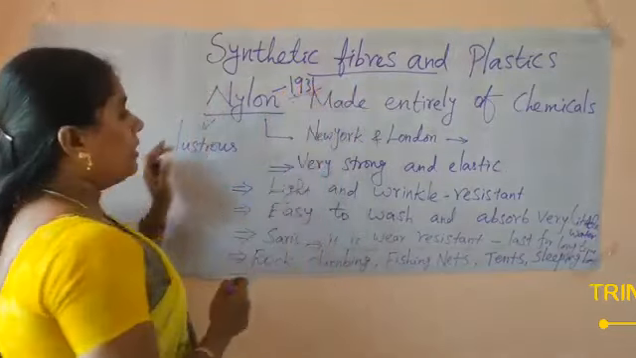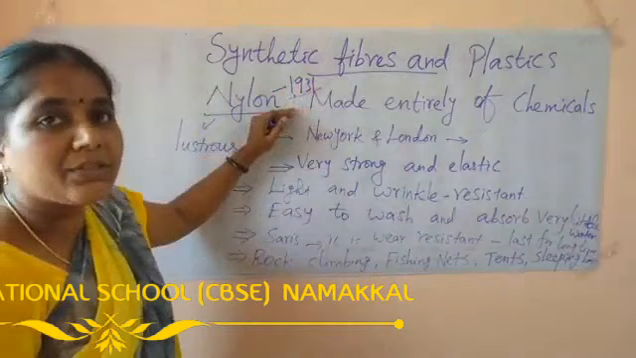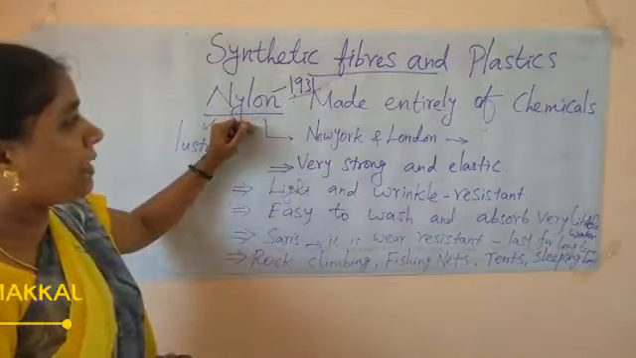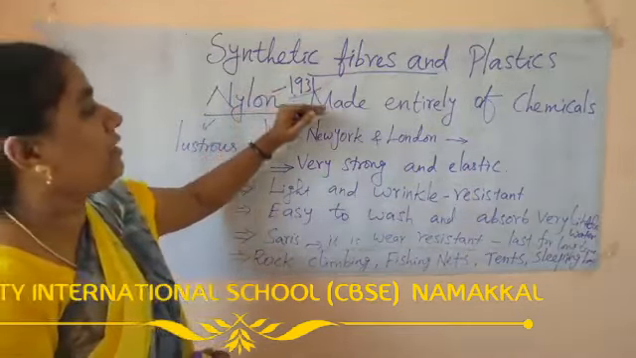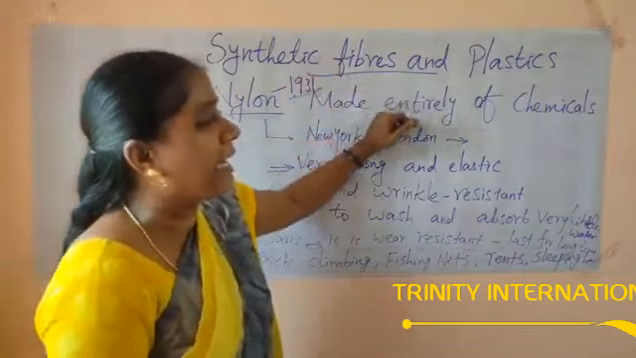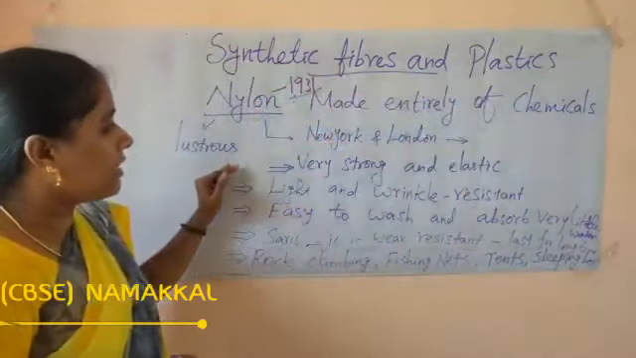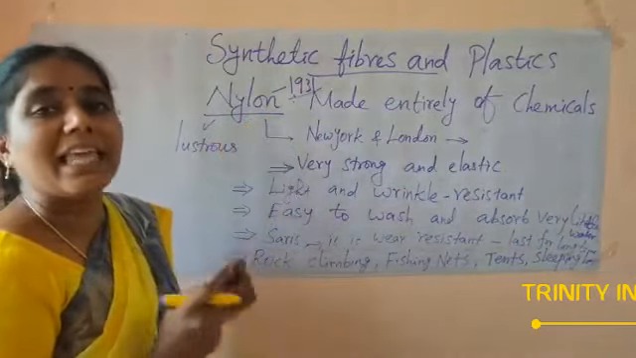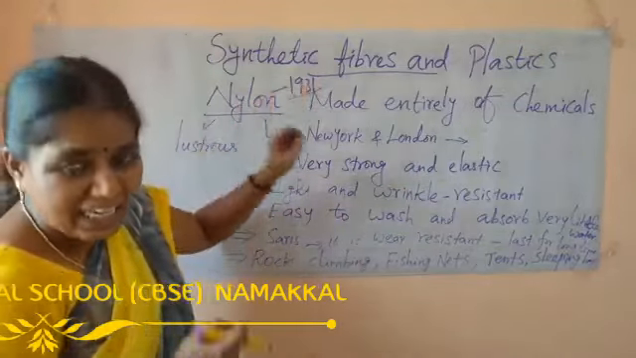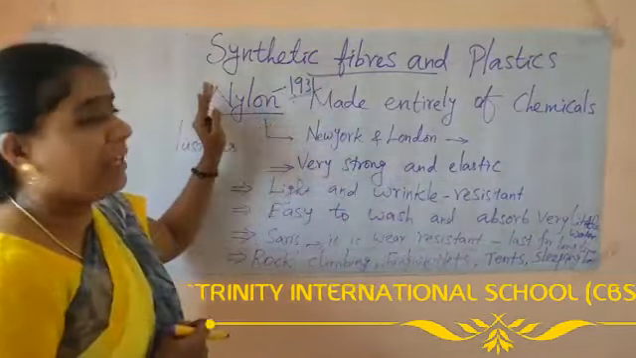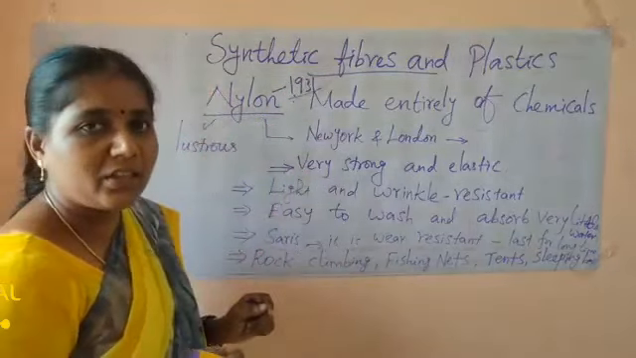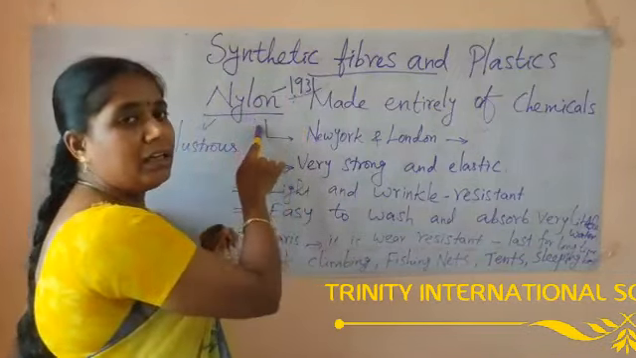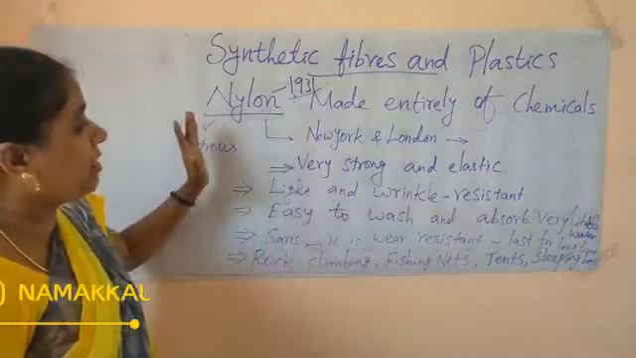In 1931 it was first introduced. It is a fully man-made synthetic fiber, called nylon, because it was the very first synthetic fiber to be made entirely of chemicals. See here, this nylon fiber is very strong as well as elastic in nature, light and also lustrous. Very strong, elastic, light, also lustrous. How it got the name nylon, we'll discuss now.